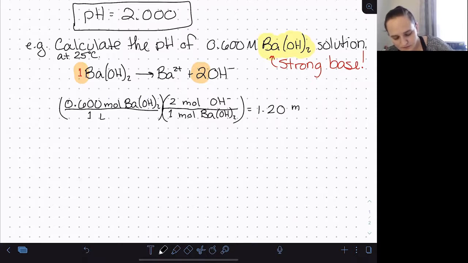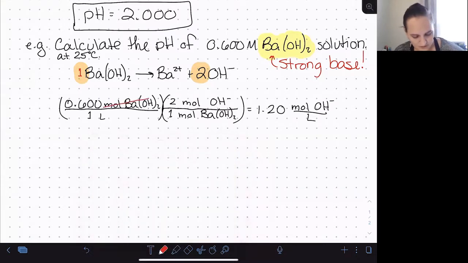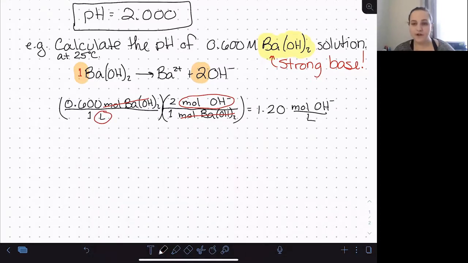So that means that we would have 1.2 moles of hydroxide per liter. So we can see that moles of barium hydroxide cancels moles of barium hydroxide. So we are left with moles of hydroxide ion per liter of solution here. From this, there are a couple different ways to solve. I'm just going to show one.